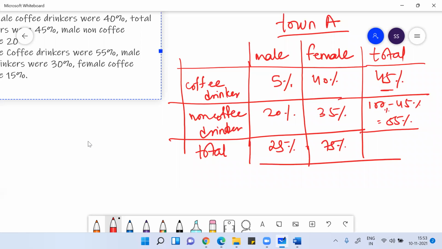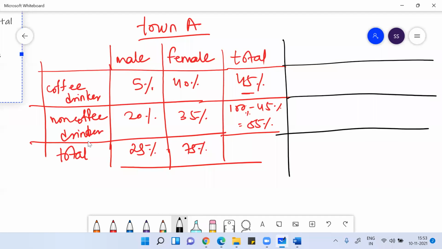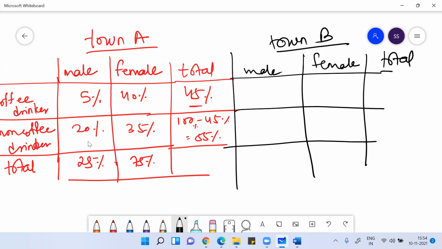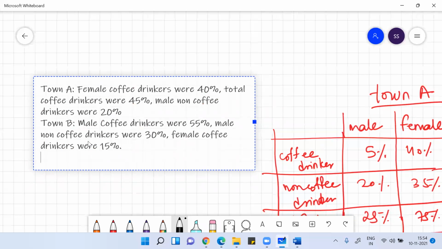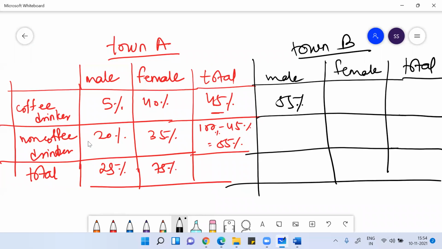So I got for town A, like the way I did for town A, the same way I'll do for town B. So town B also, same way, male, and then I can do female for town B, and then I can do total. So town B, male coffee drinker 55. So once this is given, you don't have to do further.